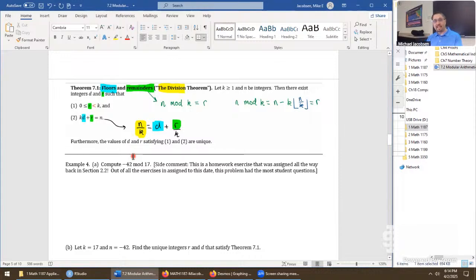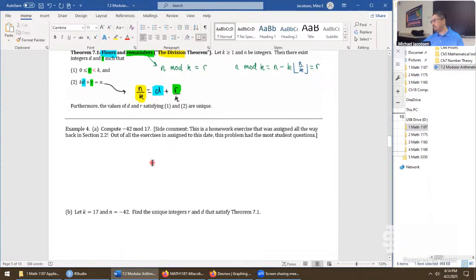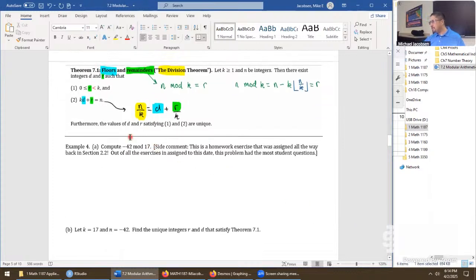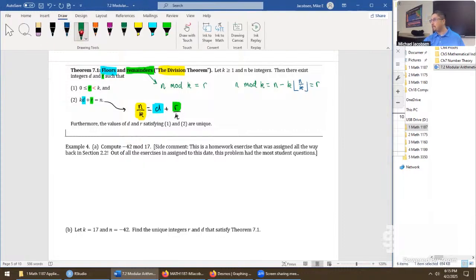So let's do this all over again, see how it goes. First things first, it says compute negative 42 mod 17, but let's think of that as being n. So n is negative 42. Totally allowed. There was never anything here that said n couldn't be negative. So it's n mod k. This is just us defining k as 17 by the correspondence. So let's run through that. Negative 42 mod 17.